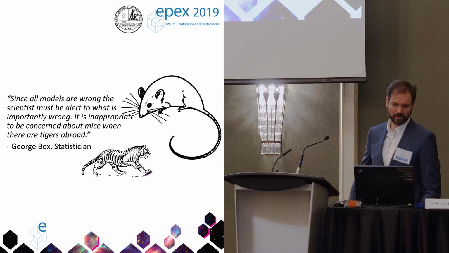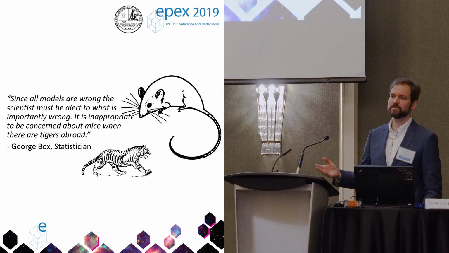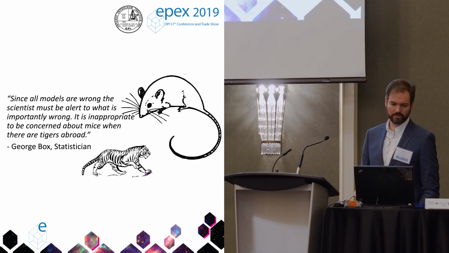Another quote from George Box: since all models are wrong, the scientists must be alert to what is importantly wrong. It is inappropriate to be concerned about mice when there are tigers abroad. So I think this type of probabilistic modeling lets you focus on the tigers and ignore the mice.